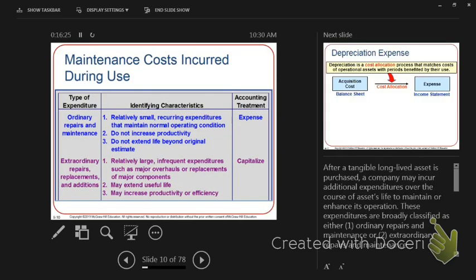All right, so what do we do about maintenance costs? Ordinary repairs and maintenance are still just expenses. They're relatively small. They occur on a normal basis. They don't increase productivity. They don't extend the useful life.